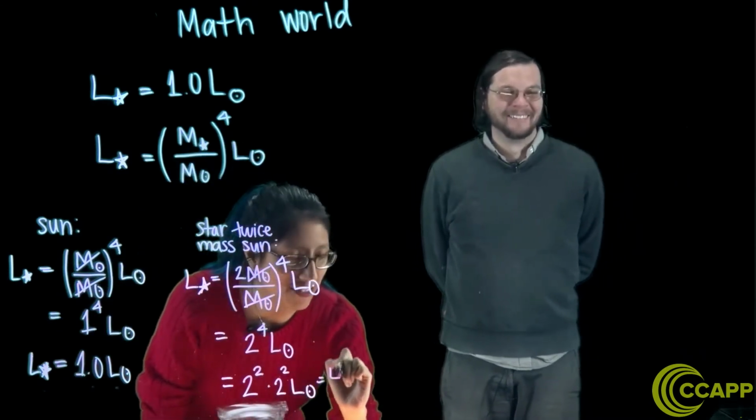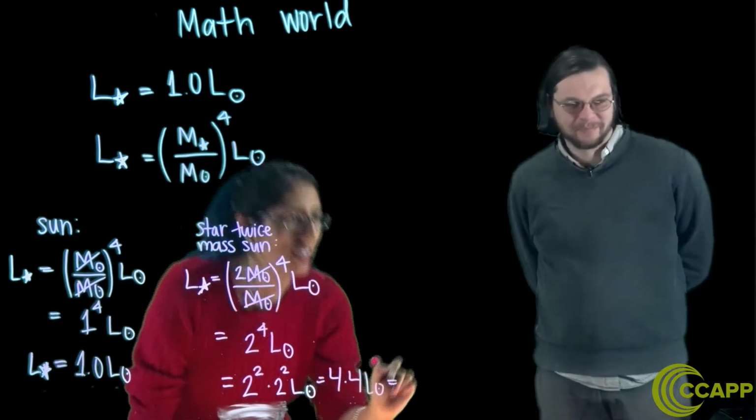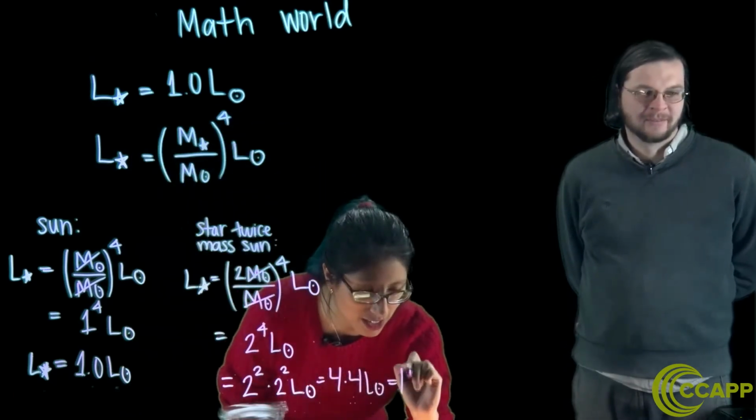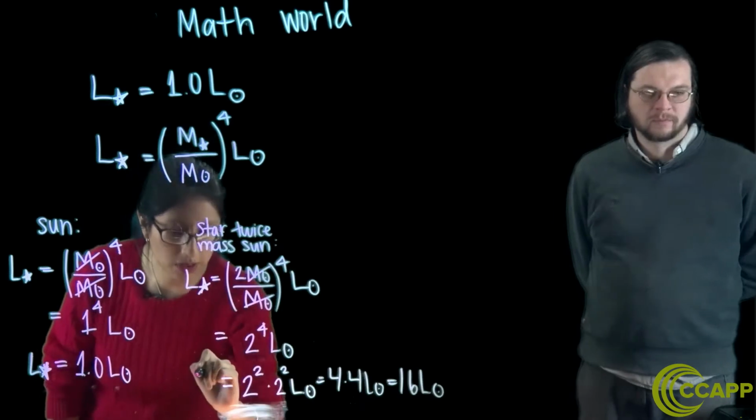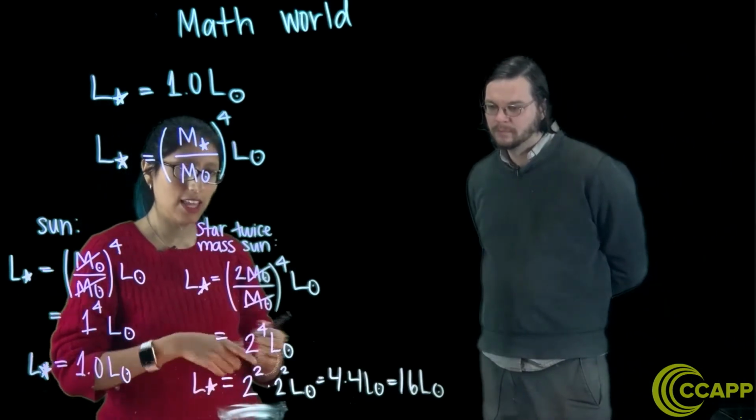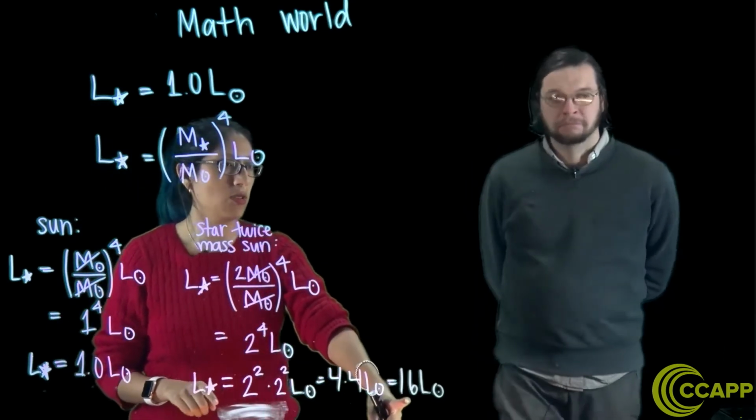So I have 4 times 4 luminosity of the sun. And we all know that 4 times 4 is? 16. So we have 16 times the luminosity of the sun. So the luminosity of the star that has twice the mass of the sun is 16 times more luminous than the sun.